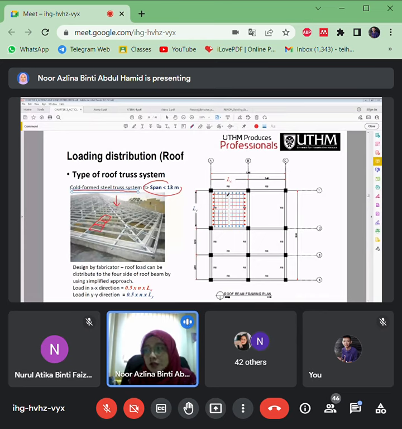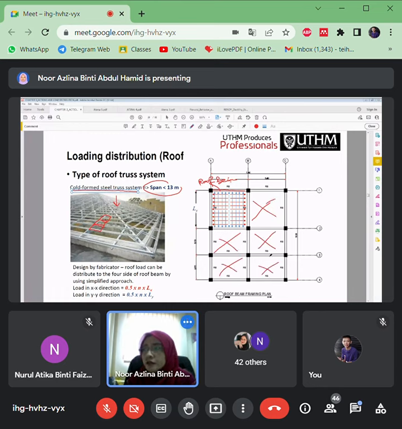If you want to calculate the load that will be carried by the roof beam, especially a beam that will support only the truss system, it doesn't have any slabs. Normally there is no slab.